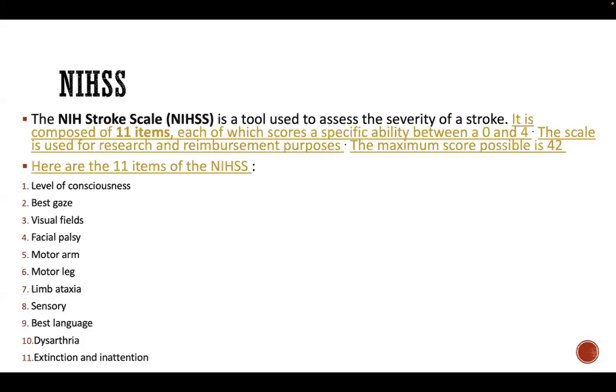Regarding NIHSS per se, which patients will benefit most from thrombolysis with what NIHSS? Score more than 6, less than 6, sorry. Do you want to give any range? 5 to 15. Okay, a score between 5 to 15 are going to benefit most from thrombolysis.